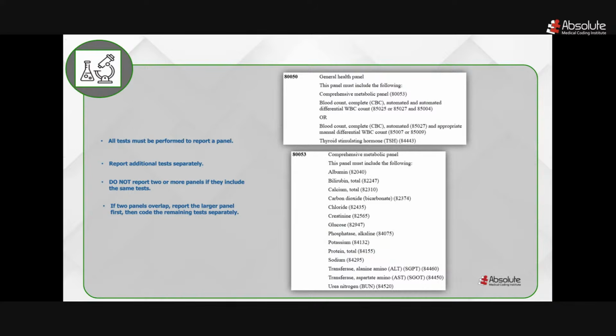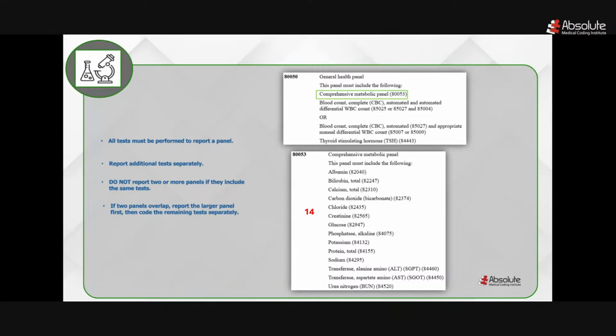So here we have two panels. One is a general health panel and the other one is a comprehensive metabolic panel. And coders, if you look carefully, you can see that there are 14 tests included in a comprehensive metabolic panel, right? And also this comprehensive metabolic panel is already included in a general health panel. Am I right? Yes, it is already included in a general health panel.